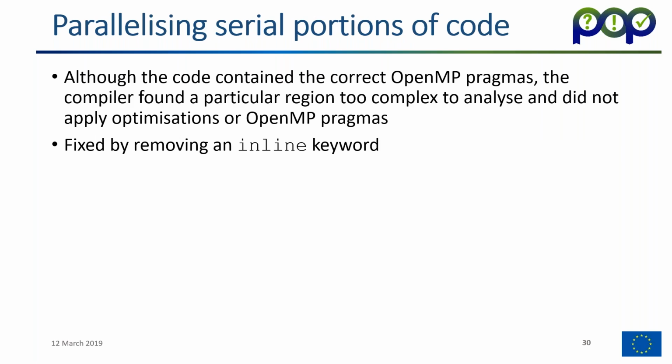So for parallelizing these serial portions of the code, what we found was that actually looking at the source code, the correct OpenMP pragmas were actually there in the code. So in the source code, more of it was parallelized than we were actually seeing. But what was happening when we looked at the compiler reports was that it found one region of code just too complex to analyze, and it wasn't applying any optimizations or OpenMP pragmas within that block of code. So although the code contained the instructions to say parallelize these loops, the compiler wasn't actually applying them.